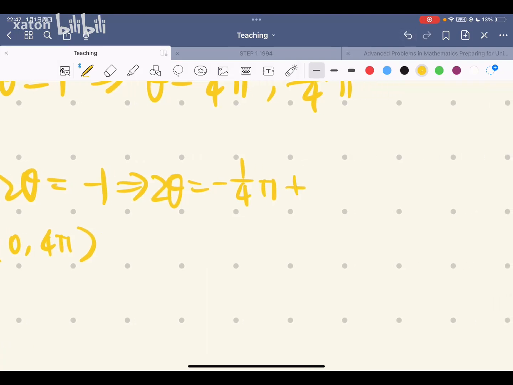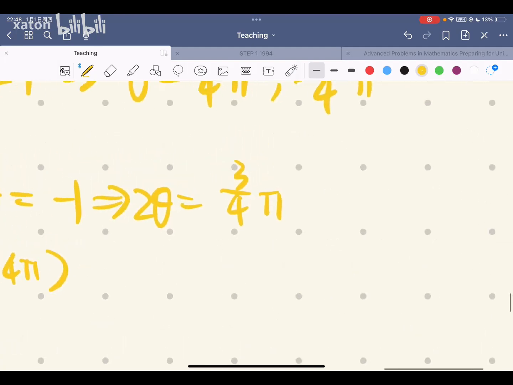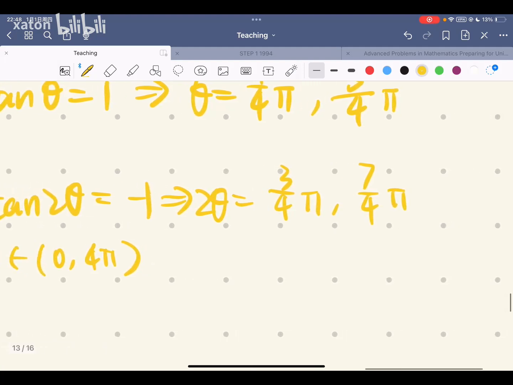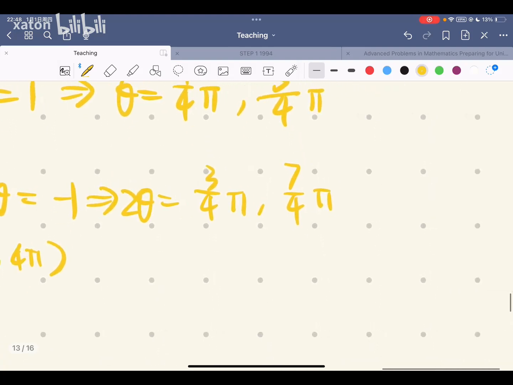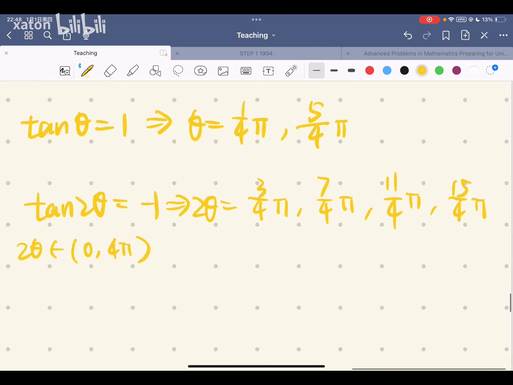Add a pi, and it becomes 3 over 4 pi, and 7 over 4 pi, and so on. Yeah, that's the end, because the next one should be 19 over 4 pi, which exceeds our limitation, the upper bound of 4 pi.